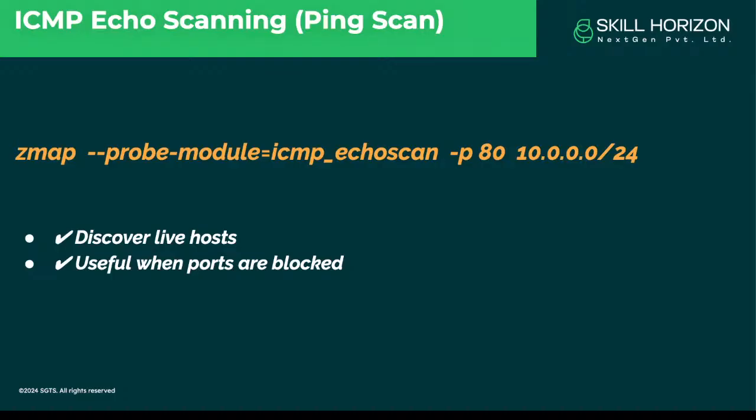The command will be zmap hyphen probe hyphen module equals icmp underscore echo scan, then provide the port number and then the range. Here the ICMP echo scan will be changed. Suppose you want to launch UDP, then provide UDP here. If you want TCP SYN ACK, then use it here. This ICMP echo scan discovers live hosts. It is useful when ports are blocked, and is particularly used to bypass the filter.